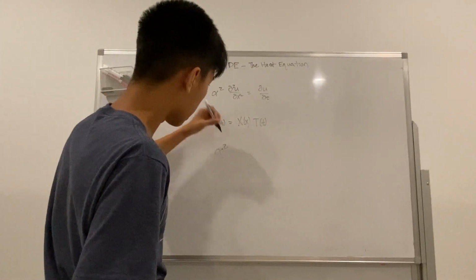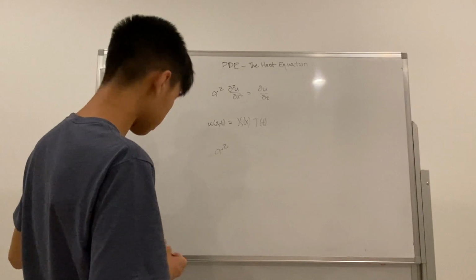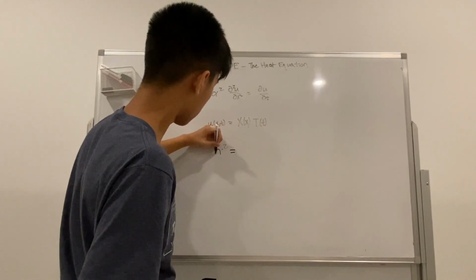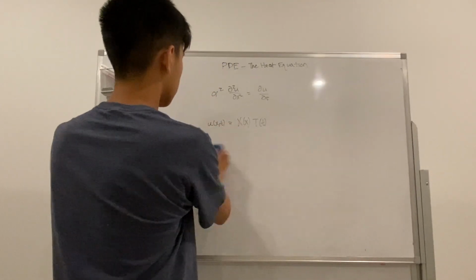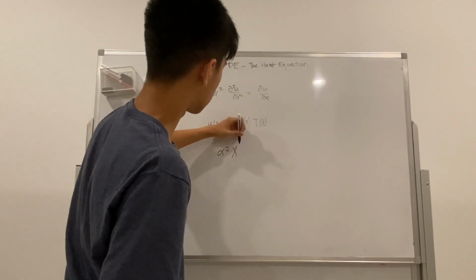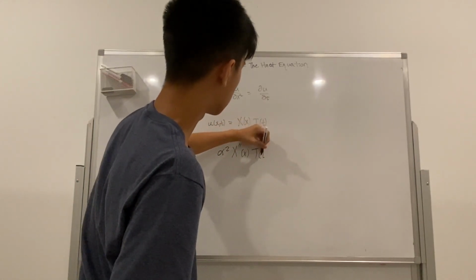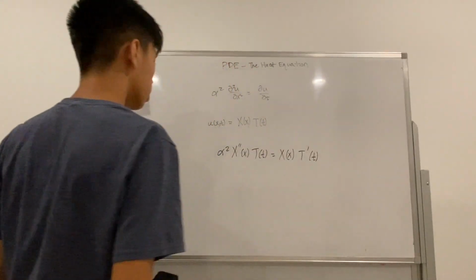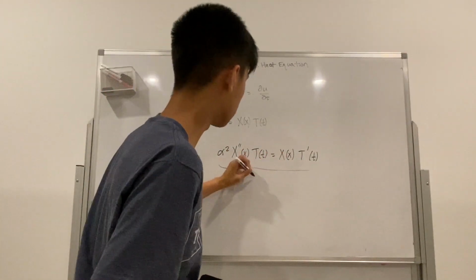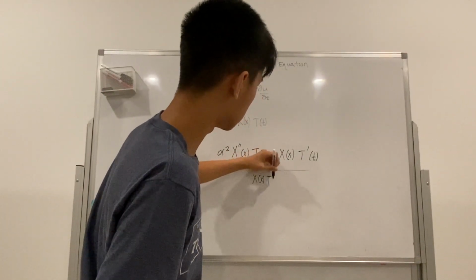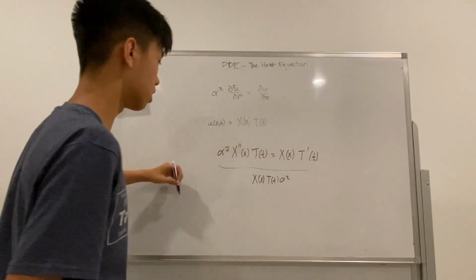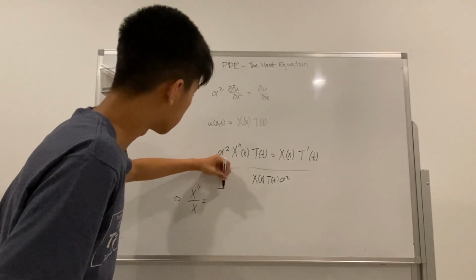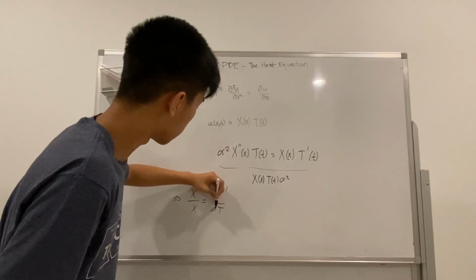So now we get alpha squared times, oh wait, sorry, let me get a new marker because this one sucks. I really need new markers. So alpha squared X double prime of x T of t equals X of x T prime of t. So now what we can do with this is we can divide both sides by X of x, T of t, and alpha squared. So now we get X double prime over X equals T prime over T alpha squared.